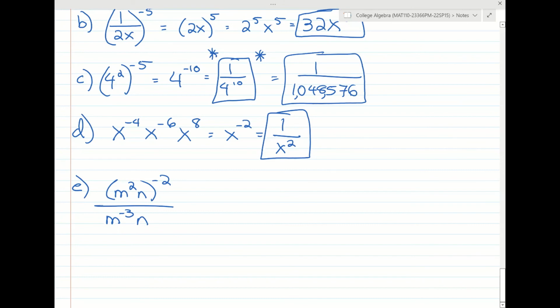I would go ahead and remember PEMDAS: Please Excuse My Dear Aunt Sally. I would deal with parentheses and exponents first. So I distribute this negative 2, which would be m to the negative 4th, n to the negative 2nd, over m to the negative 3rd, n to the 1st.